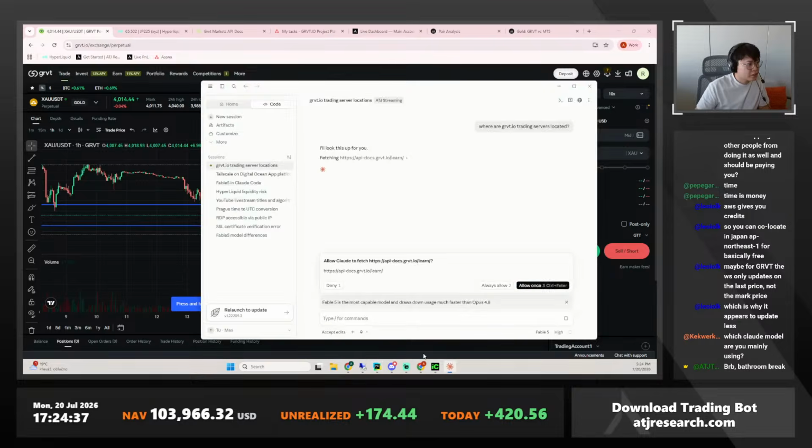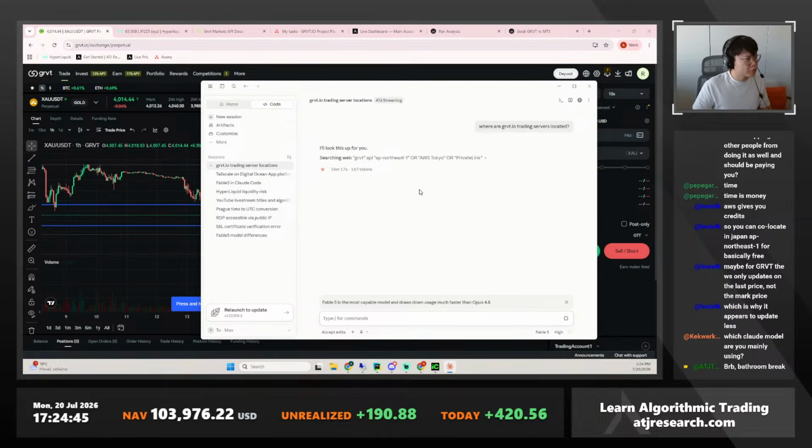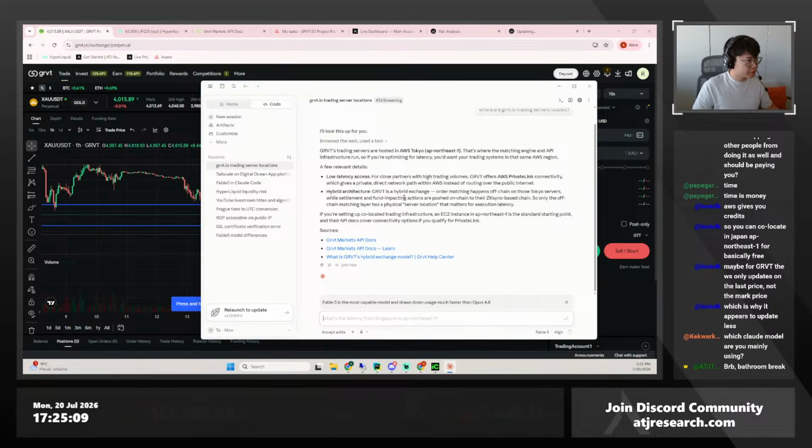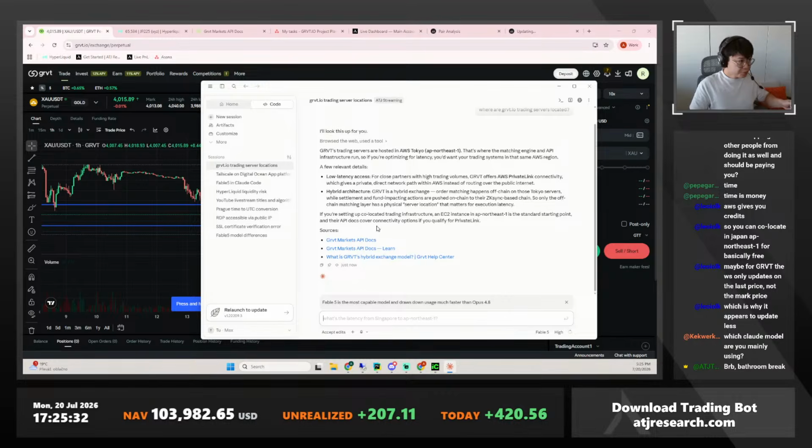Thing is, I also need to check. Someone mentioned it's located in AWS Tokyo, the northeast one. So there's an AWS private link, but the matching information happens off-chain on those Tokyo servers, while settlement and funding impacting those actions are pushed on-chain. So only the off-chain matching layer has a physical server location that matters. All right.